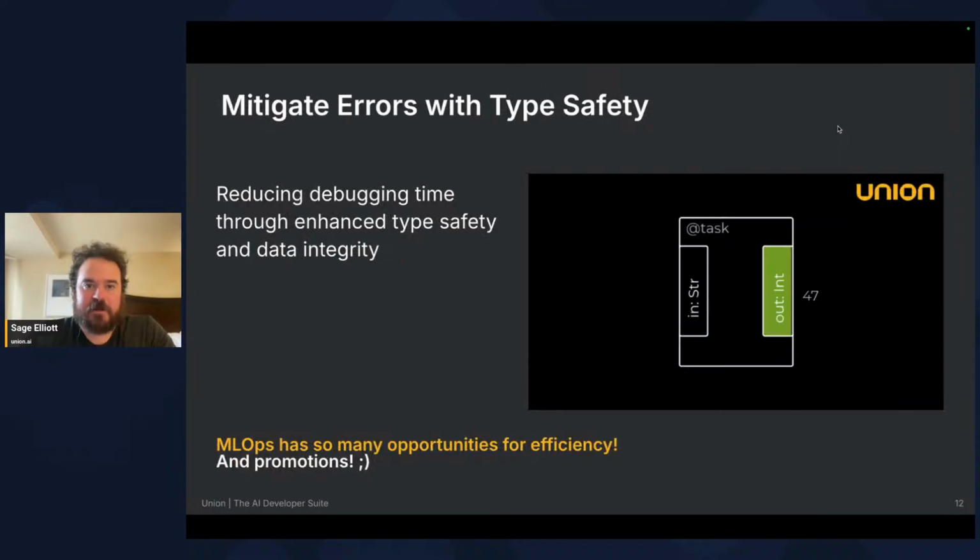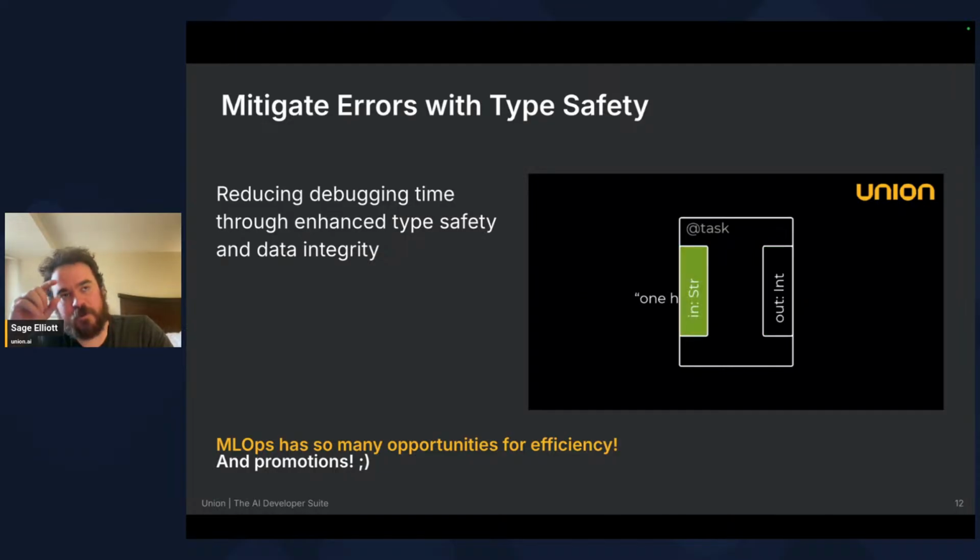And then the last one I'll mention here is mitigating errors with type safety. If you've used other languages outside of Python, you've probably experienced this. This is just a faster way to debug, basically debug before you run your pipelines. It's also really good for sharing code between people, and more easily seeing what's going in and out of each task.